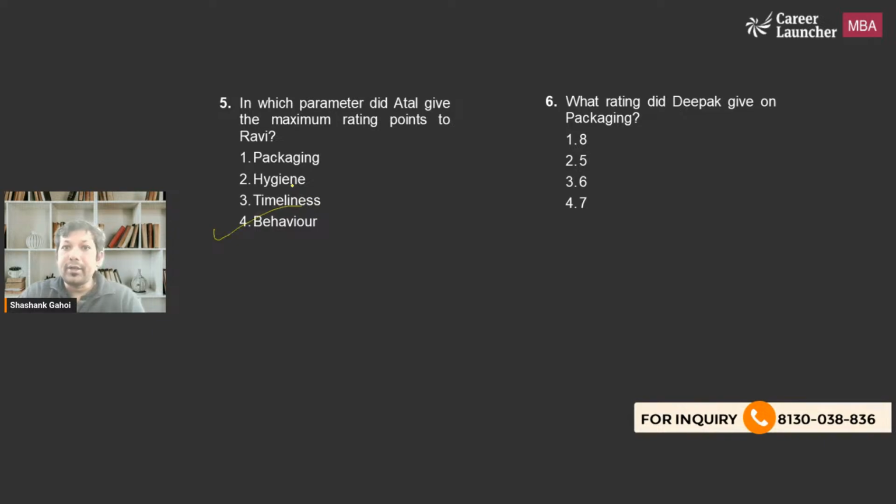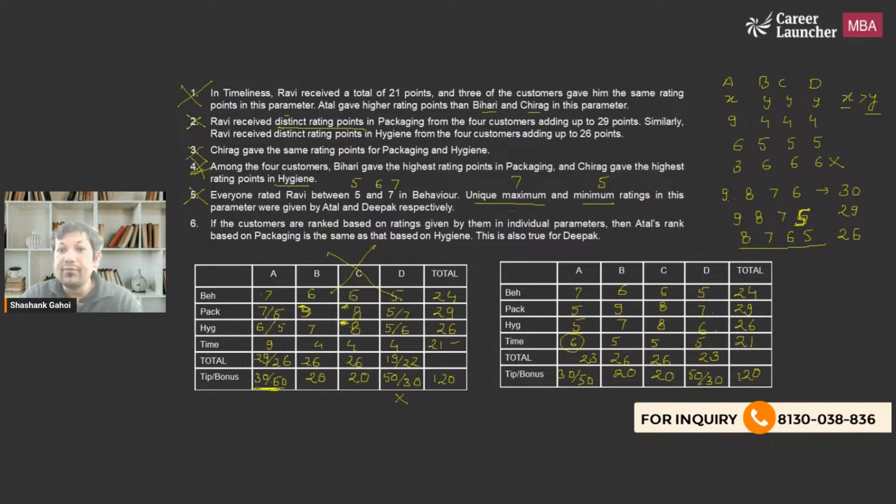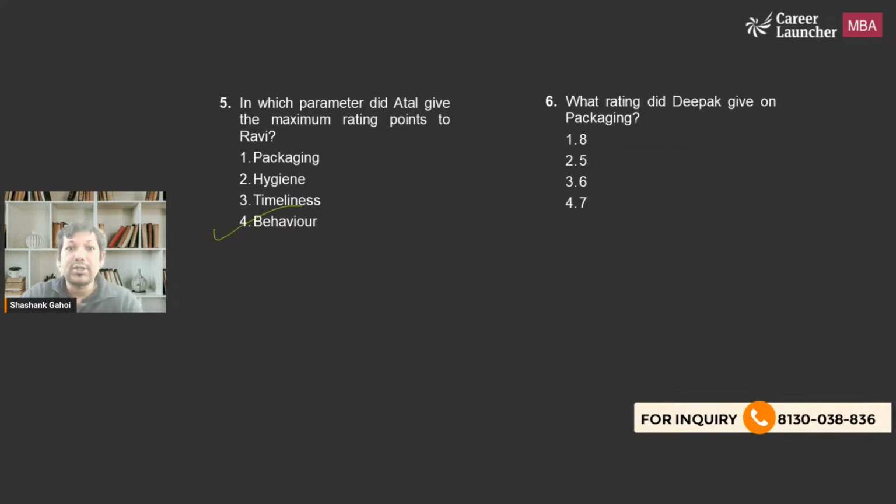What rating did Deepak give on packaging? So Deepak gave a rating of 7 in packaging. So the answer to this question is going to be option 4, that is 7. So that's how we are going to solve a set like this.